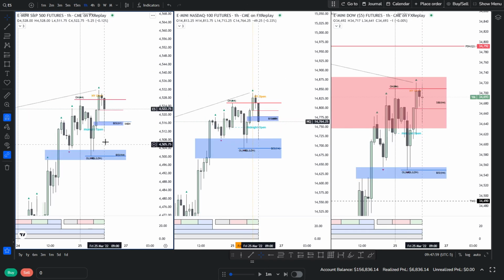I just want to venture out to the hourly. So that level there, no, as far as I'm concerned, although it's found support at this BISI. Let's have a look.